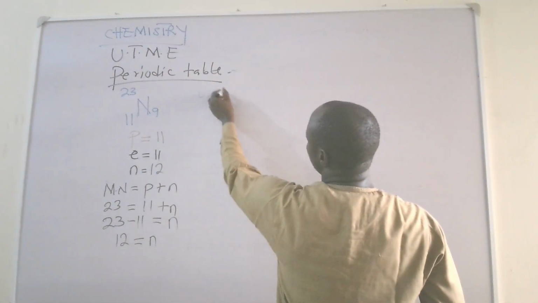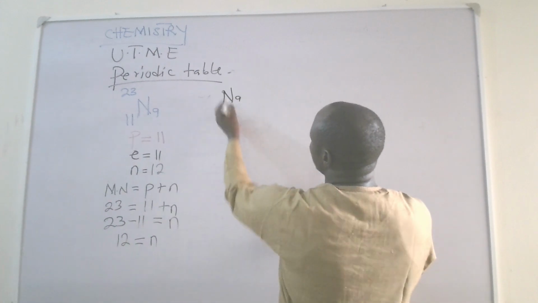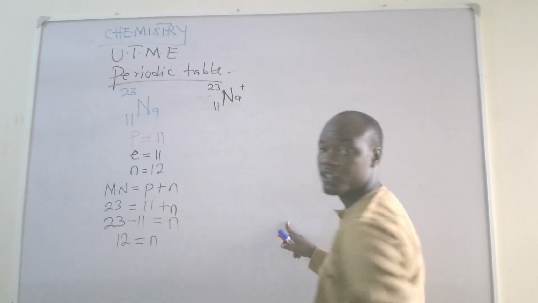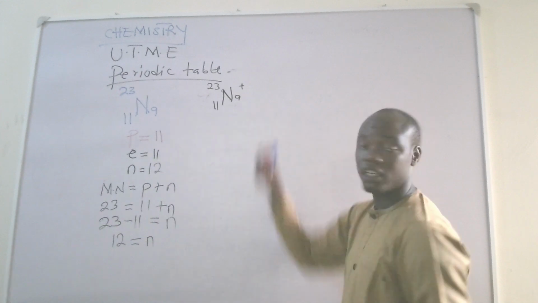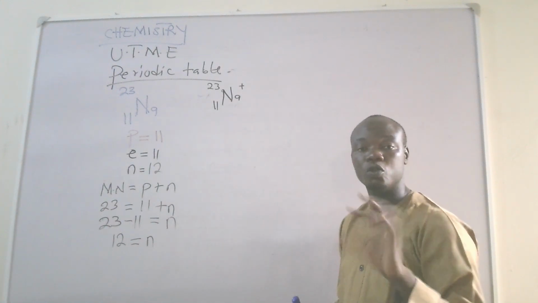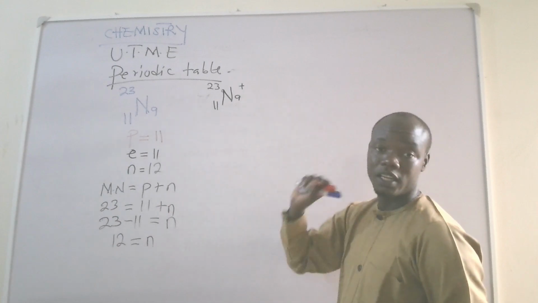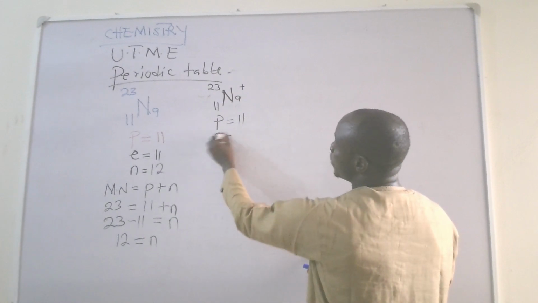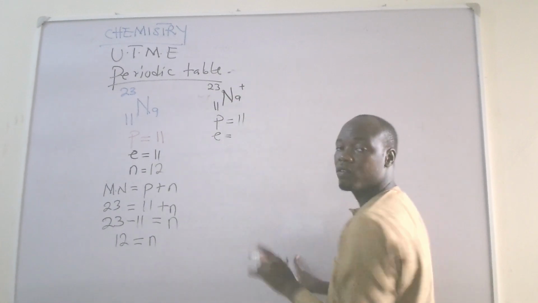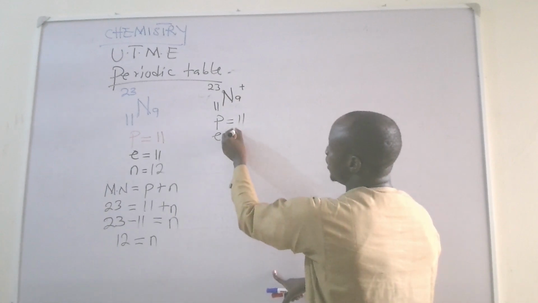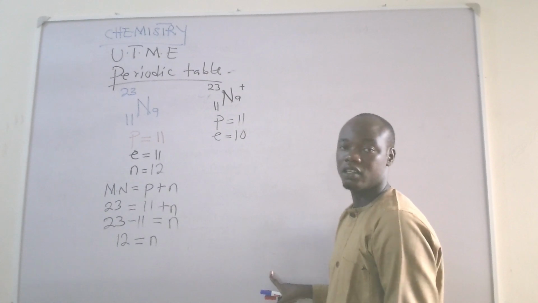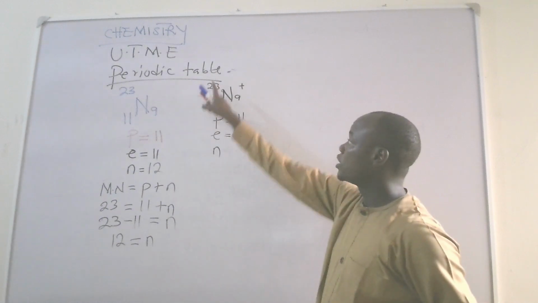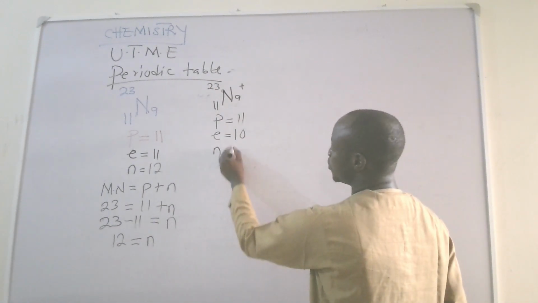And then if we have sodium, where the atomic number is 11 and the mass number is 23, and it is positive, what does that mean? Since sodium is plus, it means that it lost one electron. If the proton is 11, the number of electrons is reduced by one, so the electron number here will be 10. And of course, the neutrons are going to be the same way: 23 minus 11 is equal to 12.